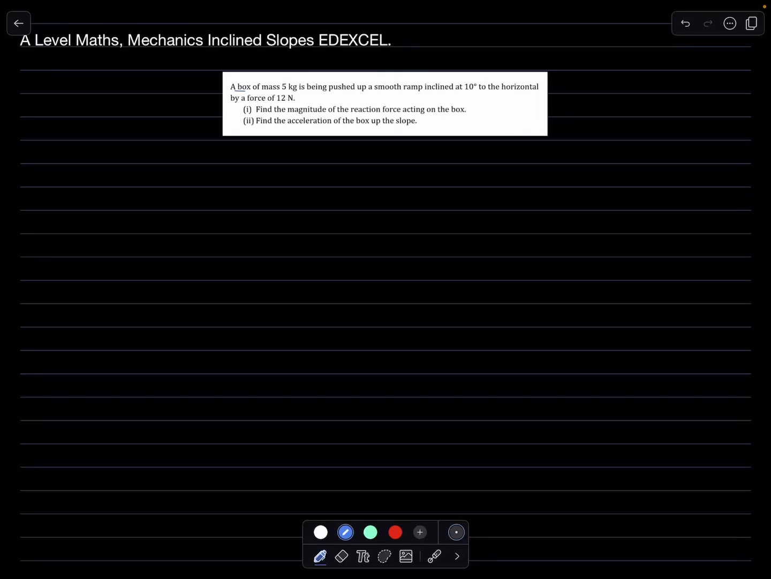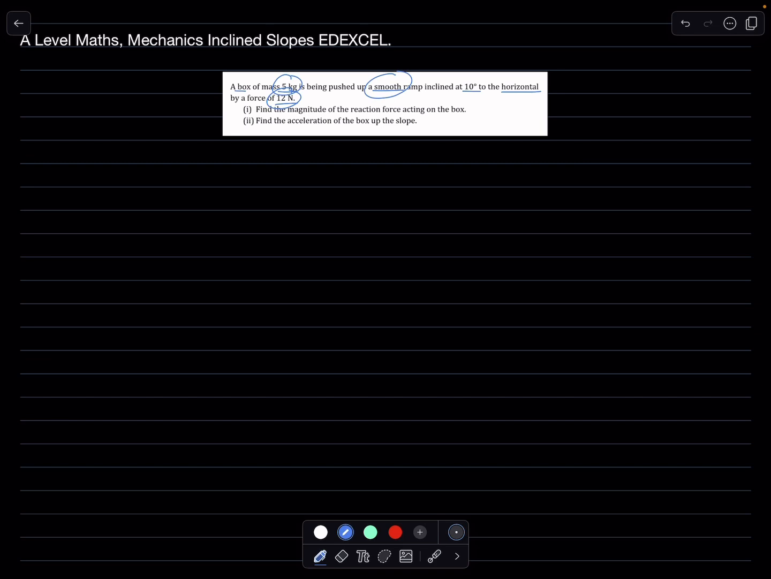We have a box of mass 5 kilograms that is being pushed up a smooth ramp inclined at 10 degrees to the horizontal by a force of 12 newtons. A few important things to pick up from the question here. We have a smooth ramp, which basically means we're not considering frictional forces. It has a mass of 5 kilograms, and it's also being pushed up by a force of 12 newtons.